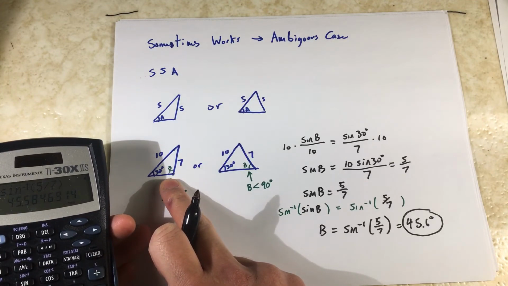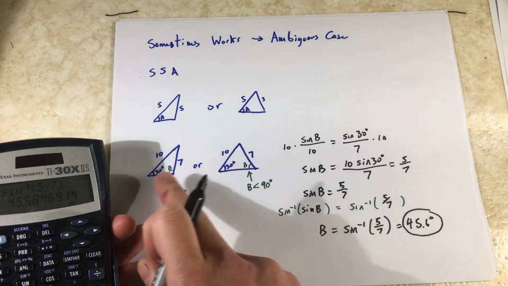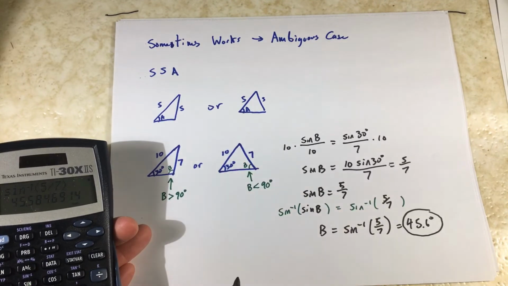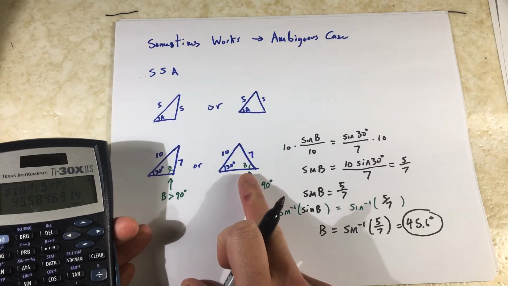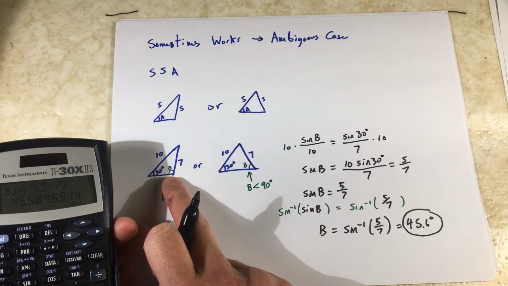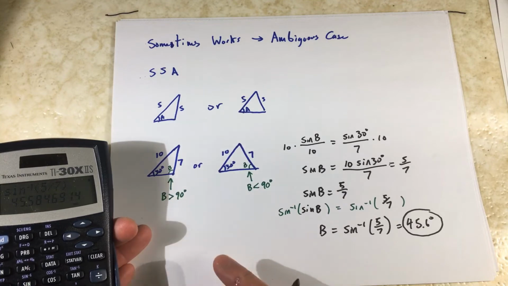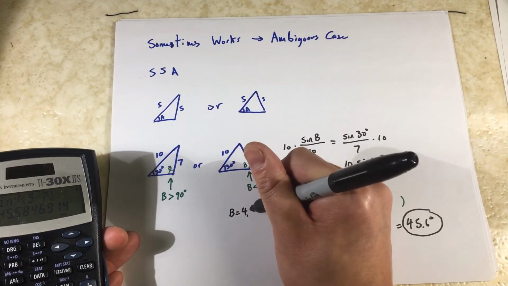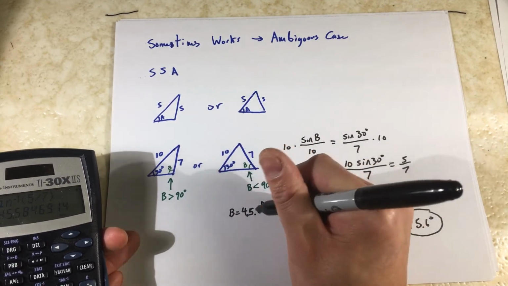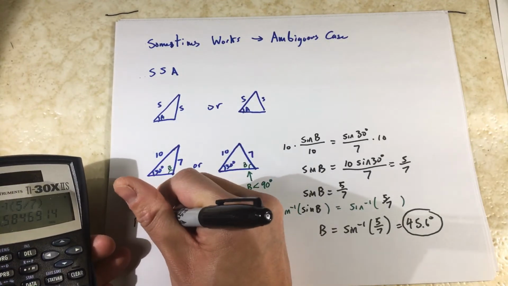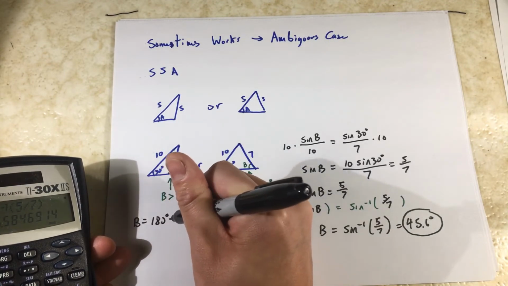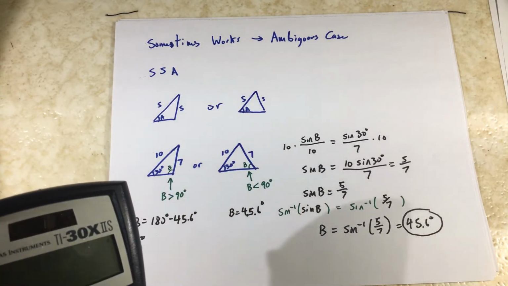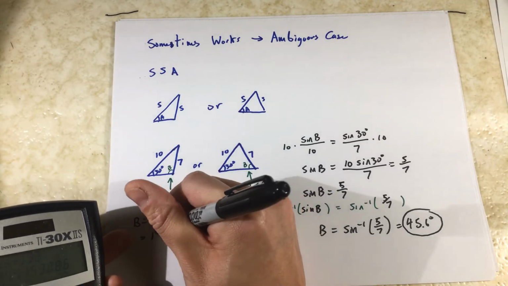The law of sines doesn't know how to distinguish between these two triangles, and it solved for this one. So this triangle is 45.6. If I'm using this other one, and I know it should be greater than 90, then I know that can't be the right answer. In this one, B would be 45.6 degrees, but for this one I have to take 180 degrees minus 45.6, and when I do that I get 134.4.